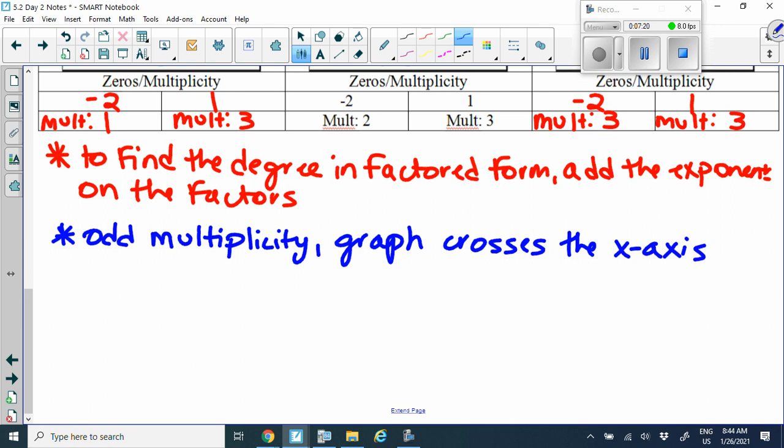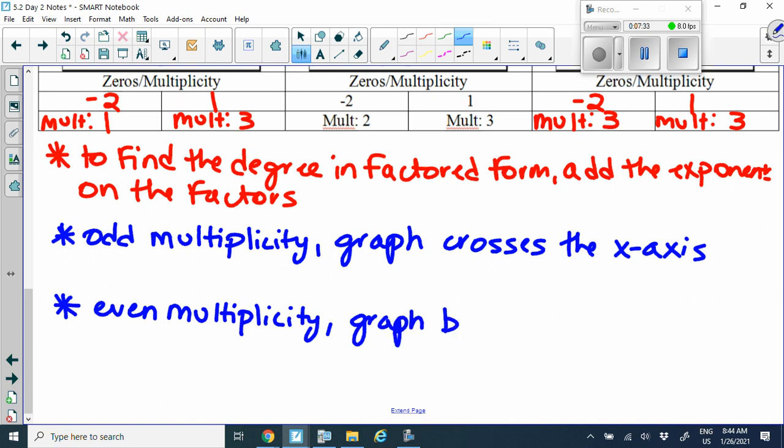Okay, but what happens when we have an even multiplicity? So that means even numbers. Well, that means the graph, we're going to say, bounces on the x-axis. And we have some examples here of when we have odd and even. So let's kind of look at here.